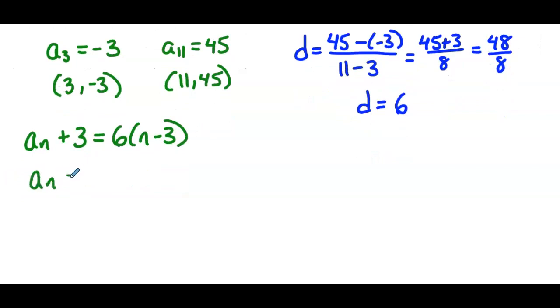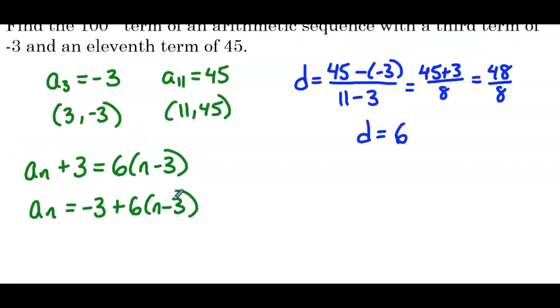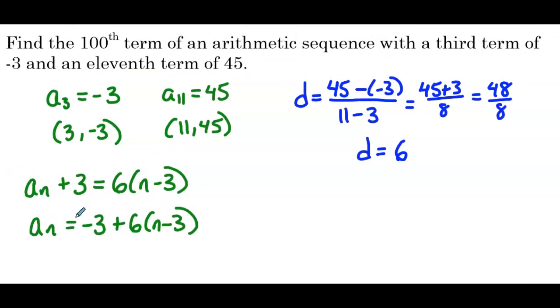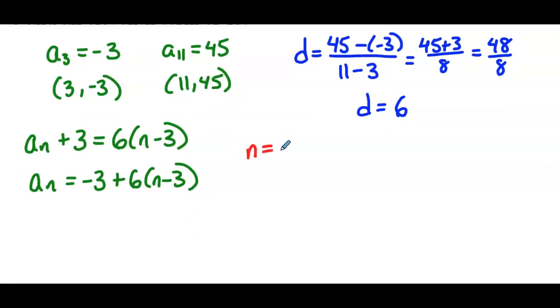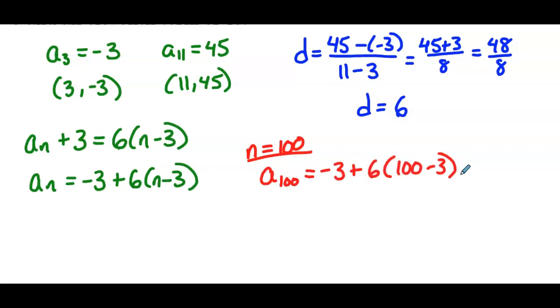So a sub n equals -3 plus 6 times (n minus 3). Now earlier we simplified this, which we can do, but in this case, it doesn't really matter what our explicit formula is as long as it's correct, because we're looking for the 100th term. So we need to plug in n equals 100. So a sub 100 equals negative 3 plus 6 times (100 minus 3). So a sub 100 equals negative 3 plus 6 times 97.